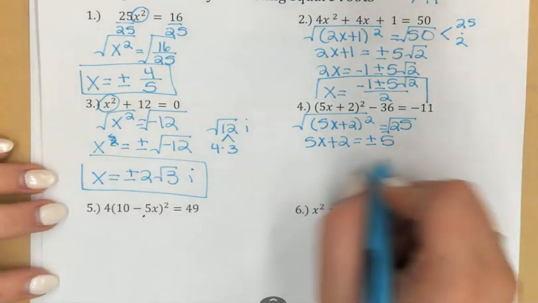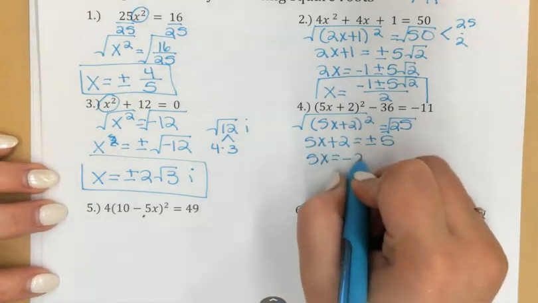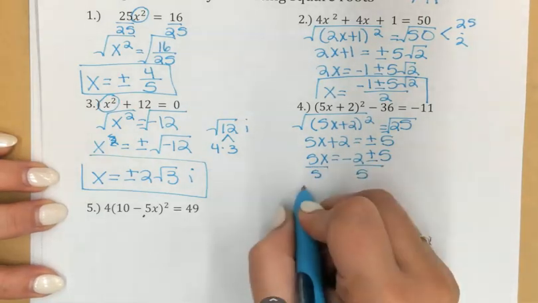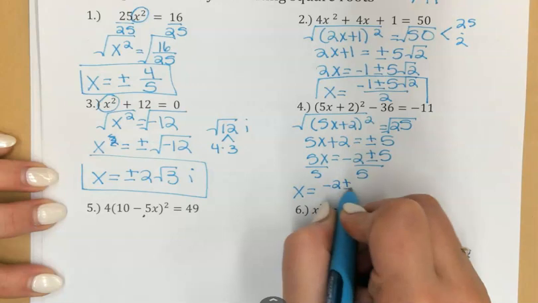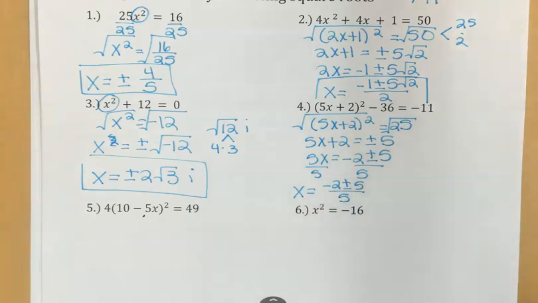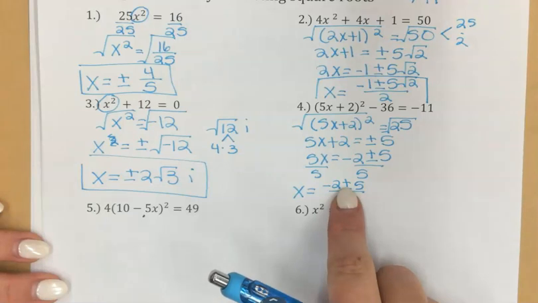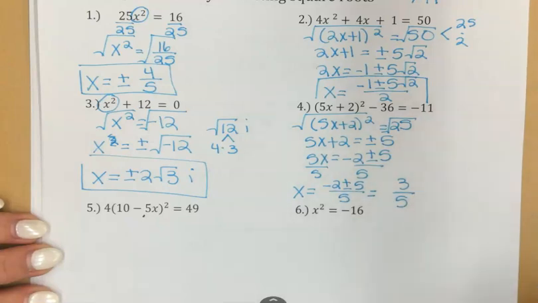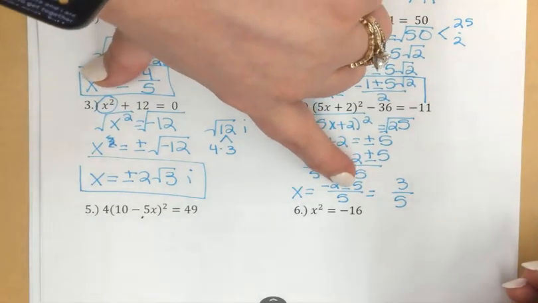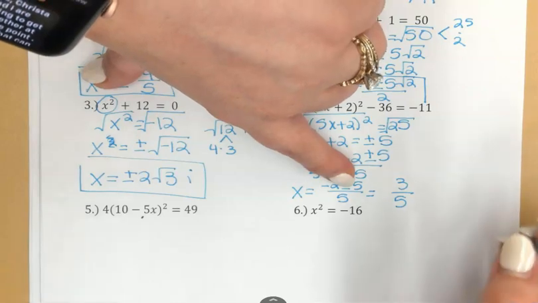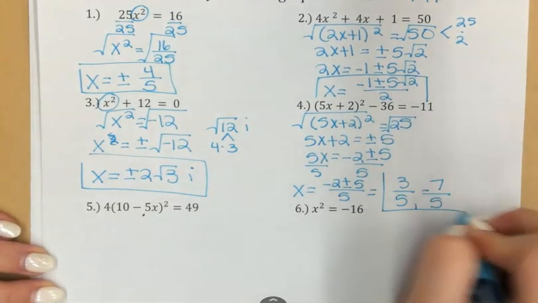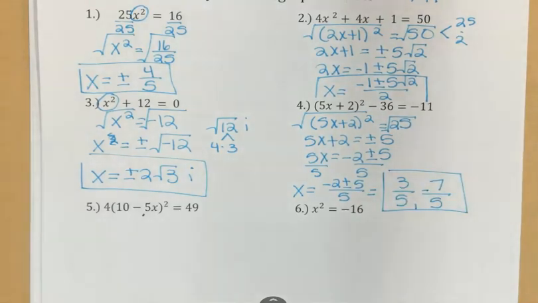X is still not alone, so I'm going to subtract 2. So negative 2 plus or minus 5. And then I have to divide by 5. So these are going to be fraction answers, but they are going to be rational because I can express them as a fraction. So I find my first solution by adding. Negative 2 plus 5 is 3. So I'm going to have 3 over 5 for my first solution. Then negative 2 minus 5 is negative 7. So my other solution is negative 7 over 5. So when you can get a rational answer, you need to take that extra step to solve each of them.